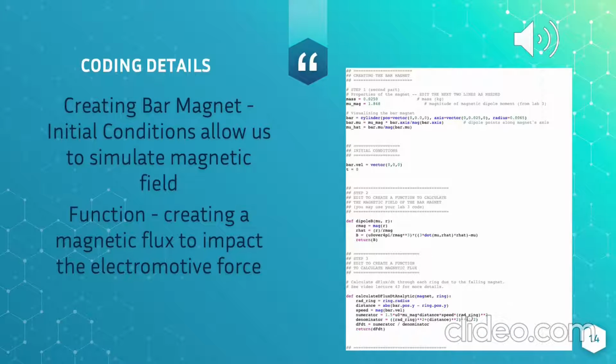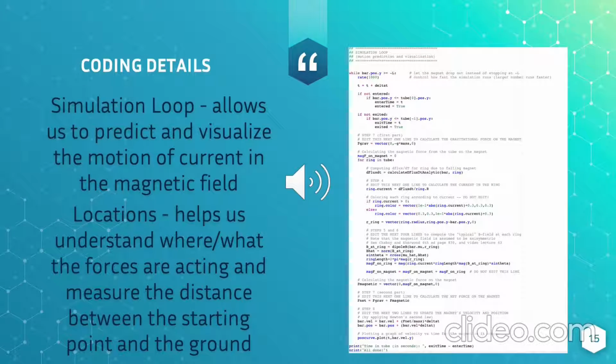The second part of my code includes creating a bar magnet, which is derived from the initial conditions, and allows us to simulate a magnetic field in this experiment. And the function you can see listed towards the bottom half is creating a magnetic flux to impact the electromotive force and current. For the third part of my coding, we have the simulation loop, which allows us to predict and visualize the motion of current in the magnetic field. And the last bit of the code is establishing locations, which helps us understand where and what the forces are acting on, and measure the distance between the starting point and the ground and to time when the magnet hits the ground.